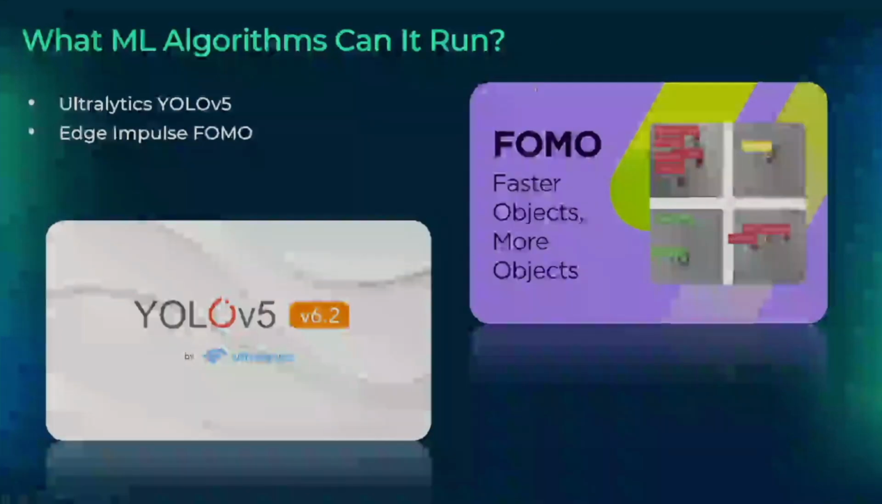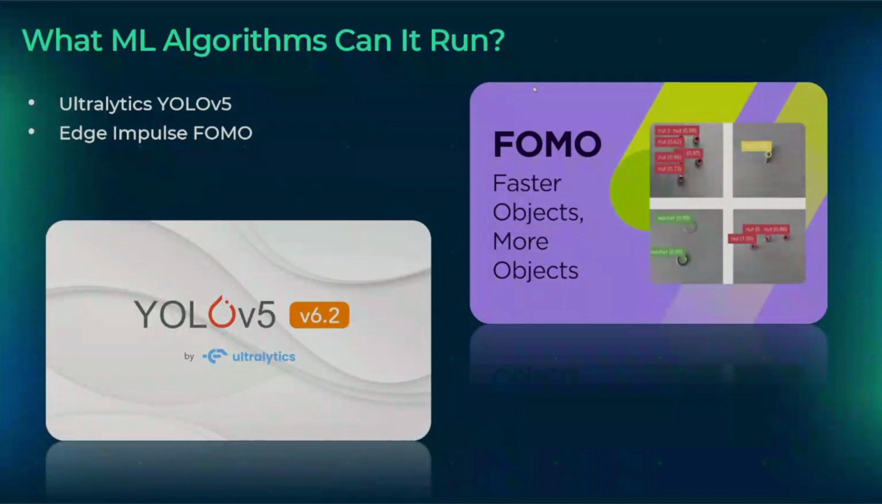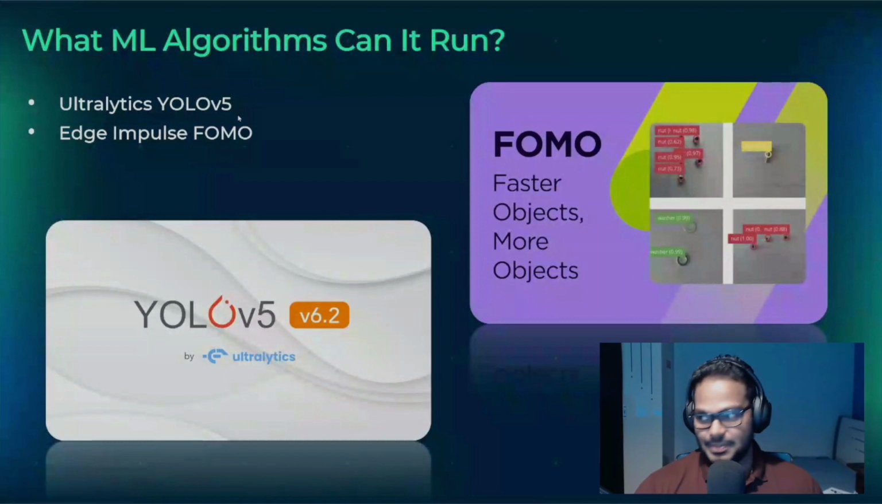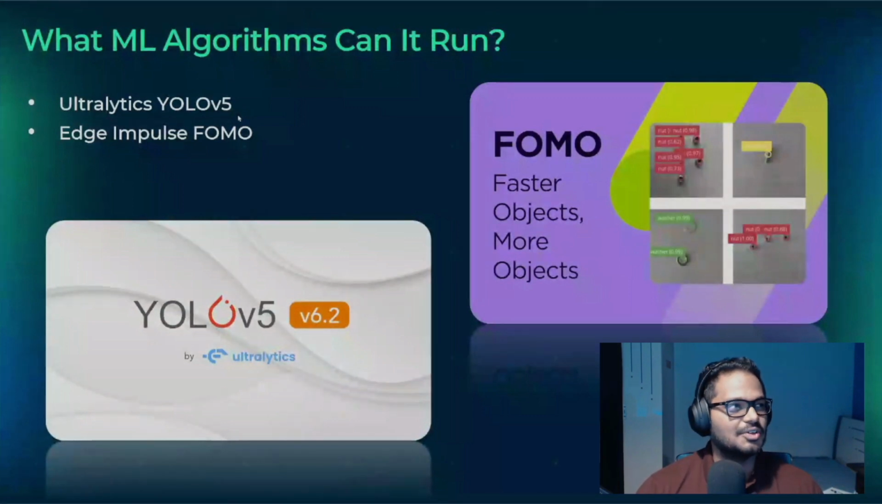So now I will talk about the ML algorithms it can run. When you get this product out of the box, it can run this particular Ultralytics YOLO V5 object detection model. So maybe some people are aware of it, it's kind of famous in the AI space. This YOLO V5. Now actually I saw recently YOLO V6 and V7 got released a couple of weeks ago.